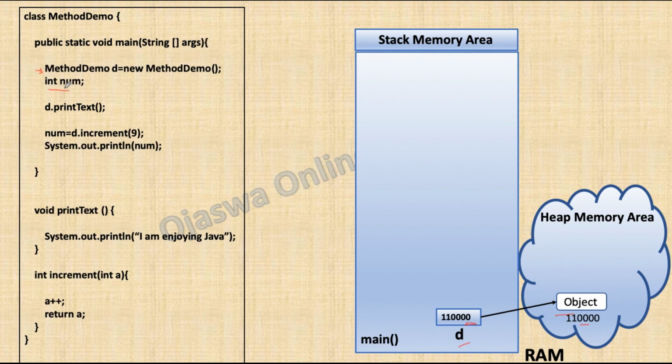Memory for variable num is reserved in the stack area, yet we have not assigned any value to variable num. Now this is a method call, d.printText. printText is a non-static method, hence we need to call it using an object. d is the object, hence we are writing d.printText.